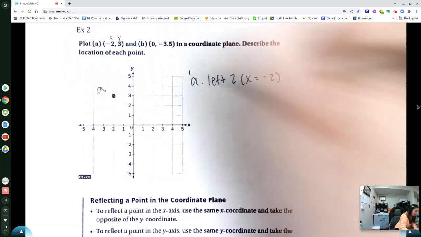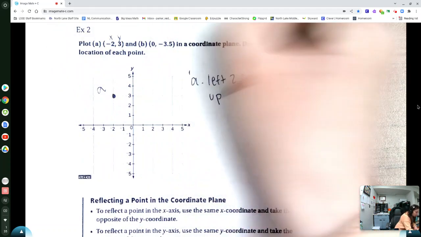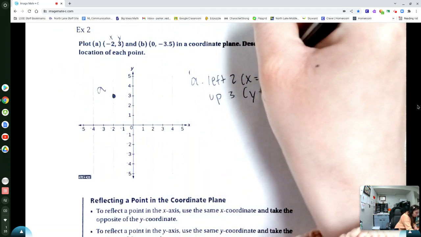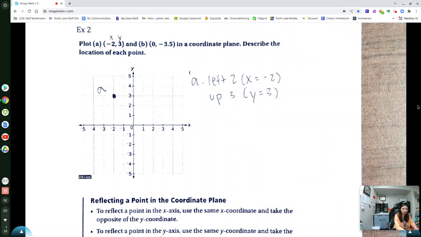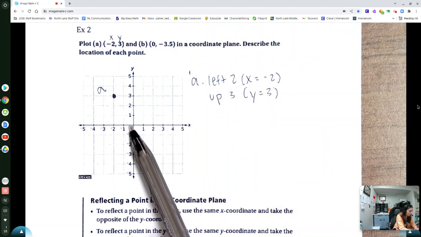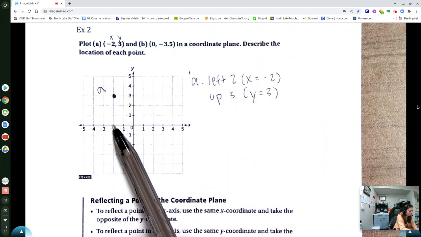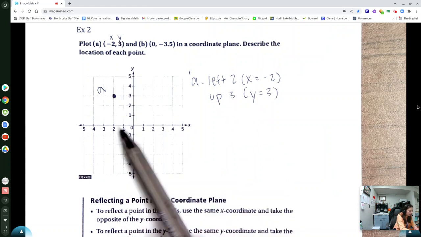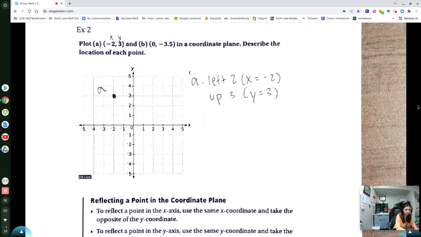And that is where point A should end up. So we went up 3 because y equals positive 3. So again, you start at the origin, you walk left or right, negative 2 means walk 2 left, and then you take an elevator. Positive 3 means up 3.